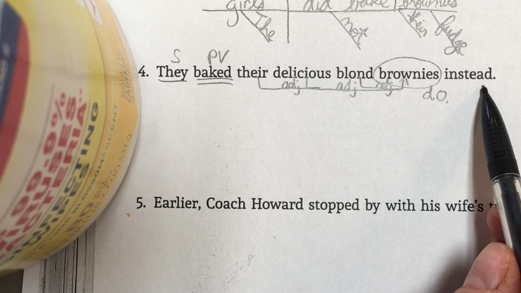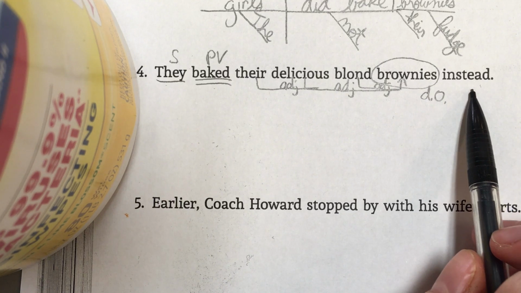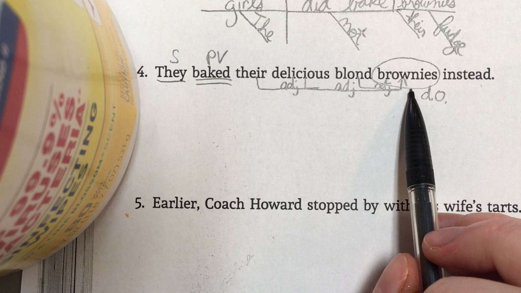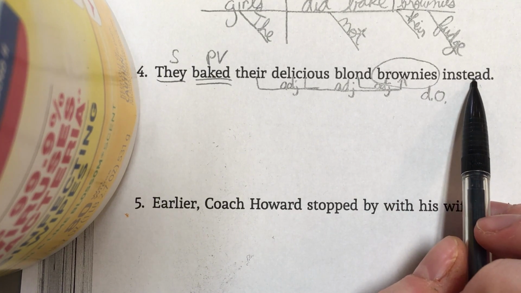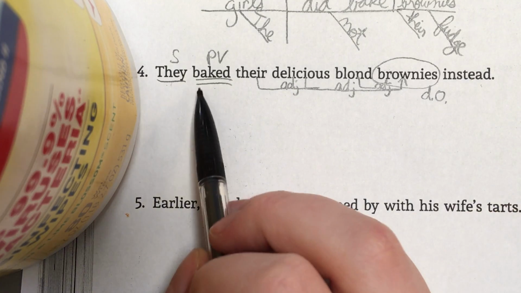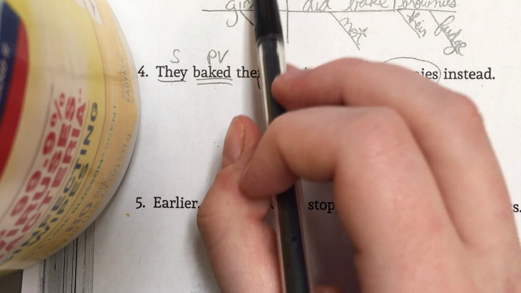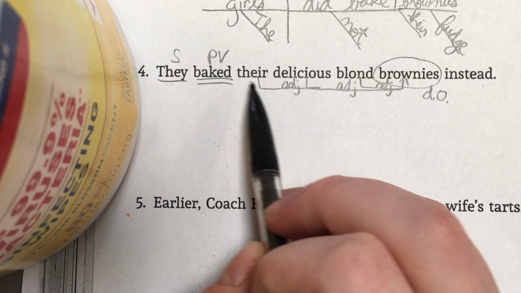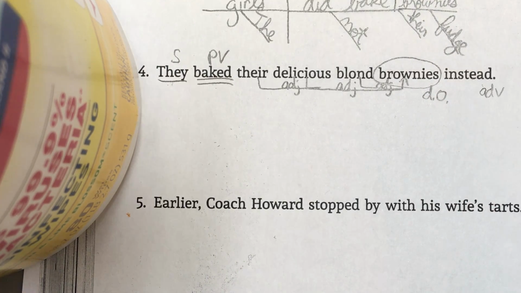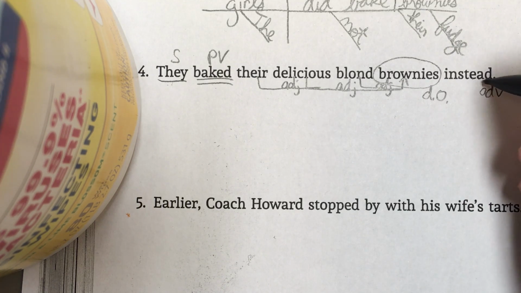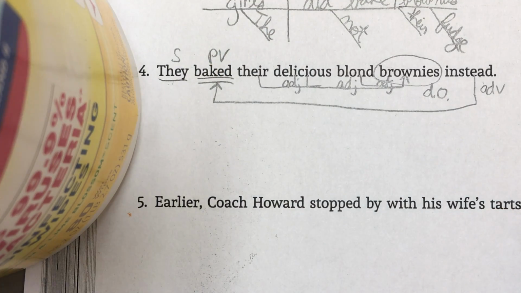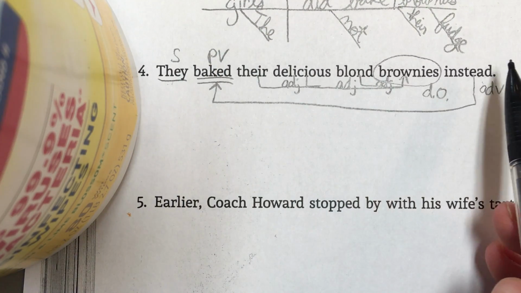Instead. What part of speech is instead in this sentence? Is it modifying the word brownies? Not brownies instead. That doesn't make sense. Are they instead? No. Instead goes with baked, because instead of baking something else, they baked their delicious blonde brownies instead. So instead is actually an adverb in this sentence. So let's show that it's modifying baked. All right, I think we've labeled and analyzed our sentence.